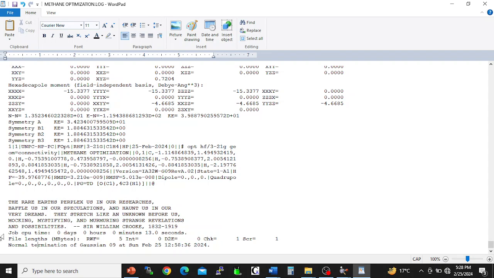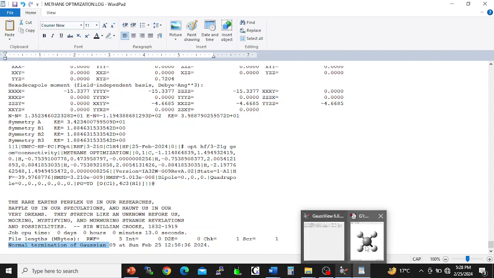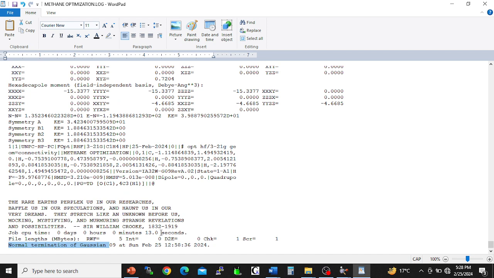If it is not run successfully, you will get some error message here, and that error message also shows up when you try to open the file in GaussView. And it says it is normal termination, and it was completed on Sunday, February 25th at this time and year. So now I hope you have learned how to look for information in the output file, both through GaussView and in the log file while using Notepad in the text form.